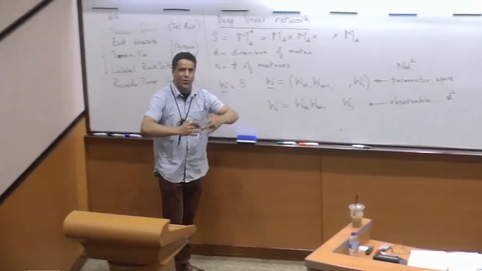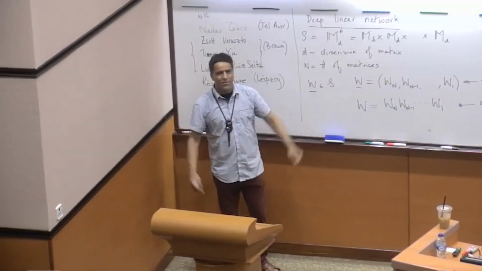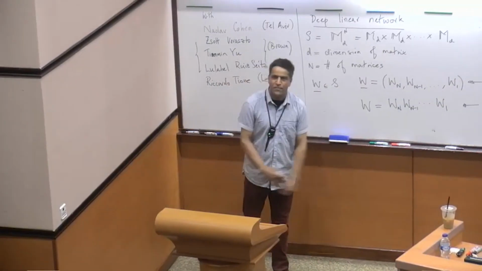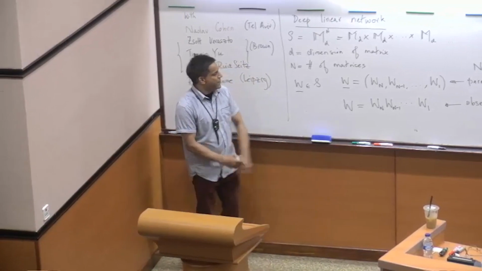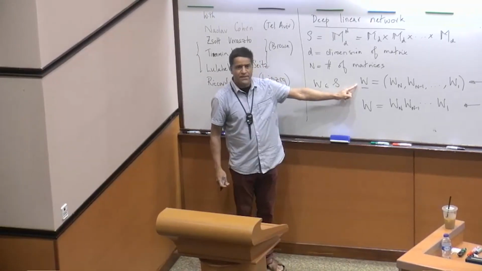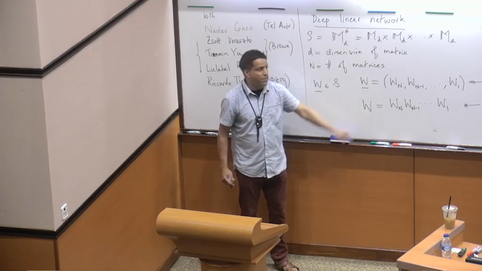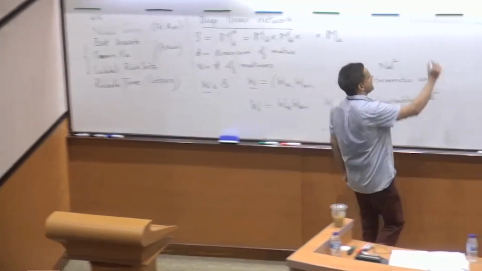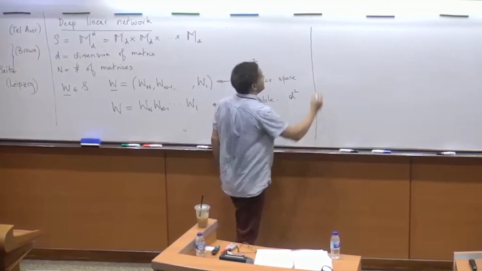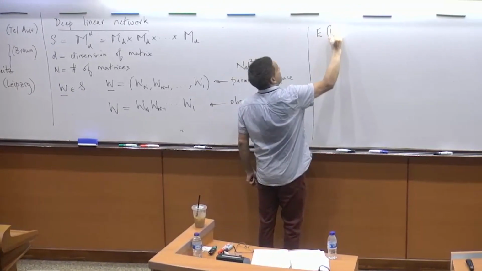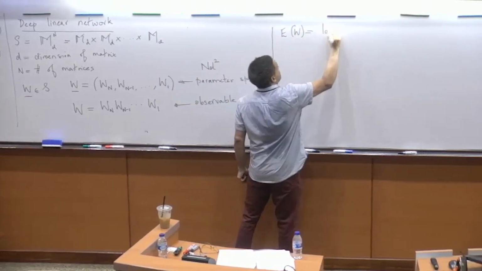Okay, so you're asking yourself, how can you represent a matrix as a product of a bunch of matrices? So our training dynamics are going to live upstairs, but the loss function is going to depend only upon this W. So E of W is going to be our loss function.